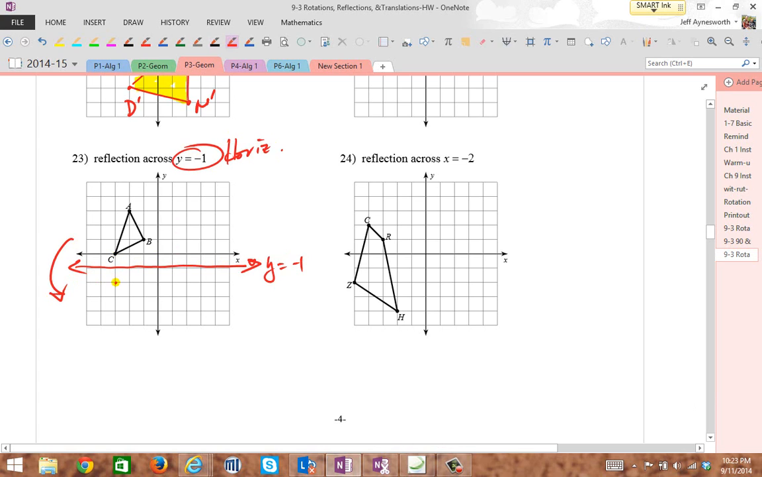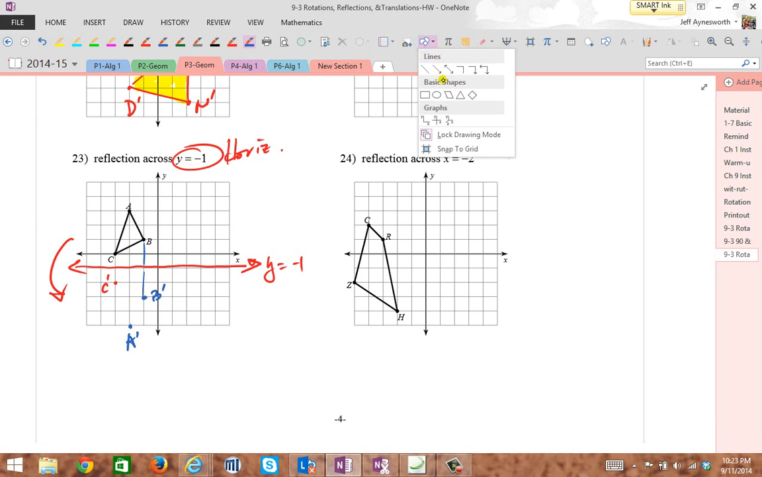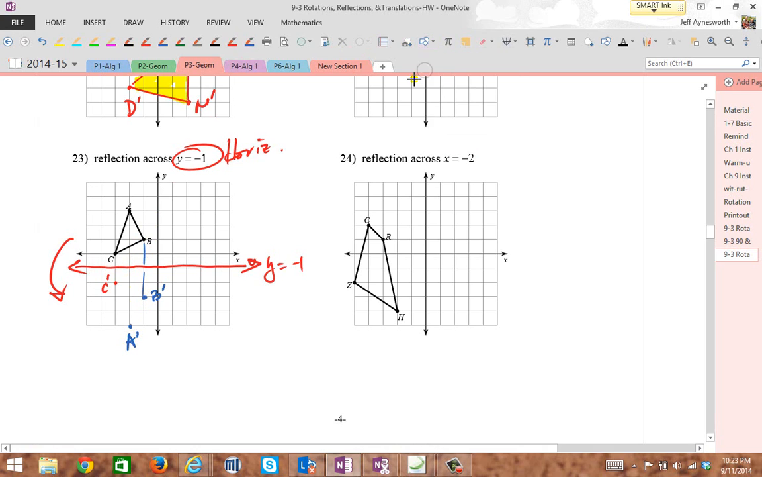So C prime, it's 1 unit away, so C prime is 1 unit below. Right here, this distance right here is 2 units, so go 2 units below. Right here is B prime. And then A, well, it's 4 units above, so it's 4 units below. There's A prime. And then you connect. All right, so we got C prime to B prime to A prime and back to C prime.